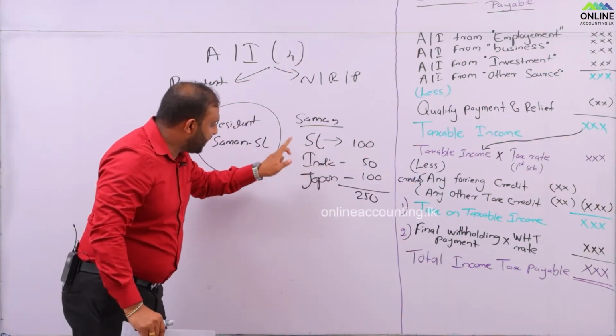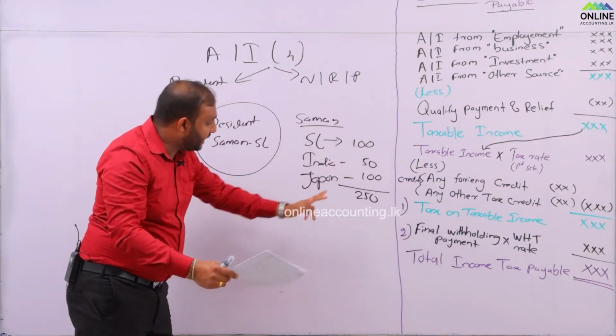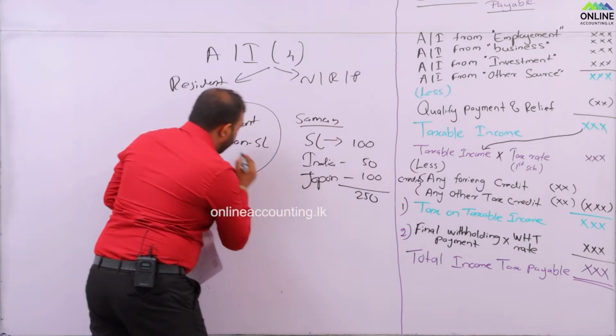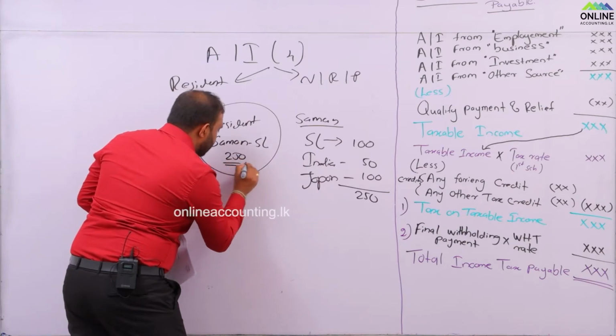Sri Lanka, India, Japan, all world income is taxable under resident state. It means this entire 250 is taxable in Sri Lanka.